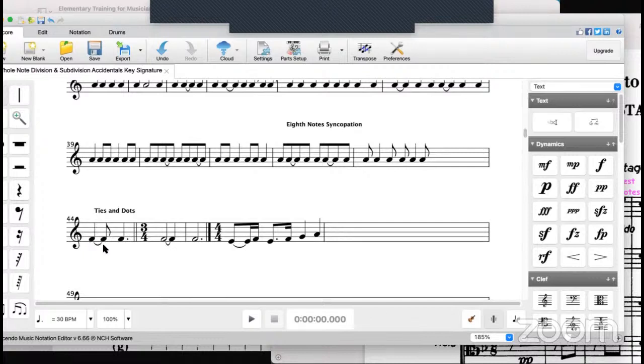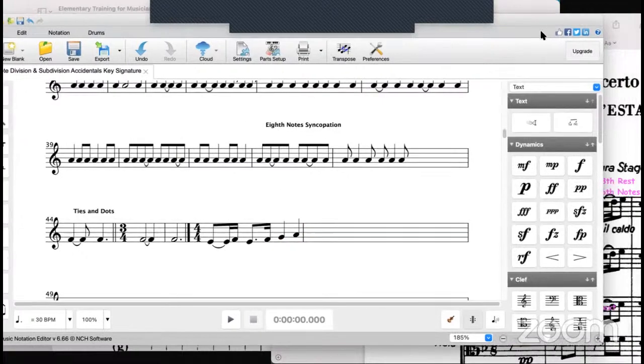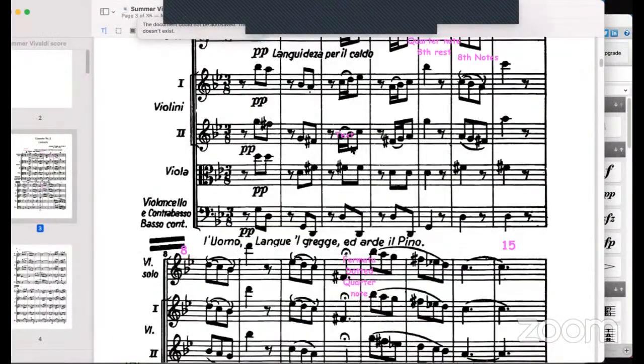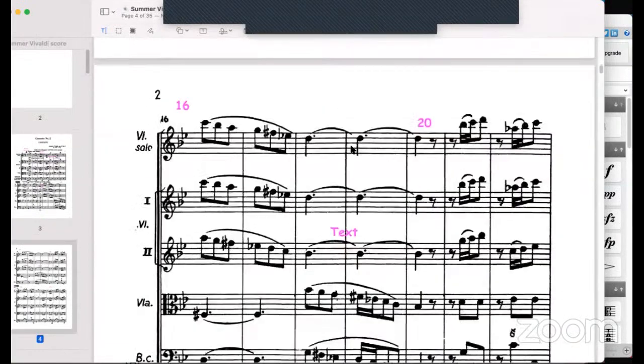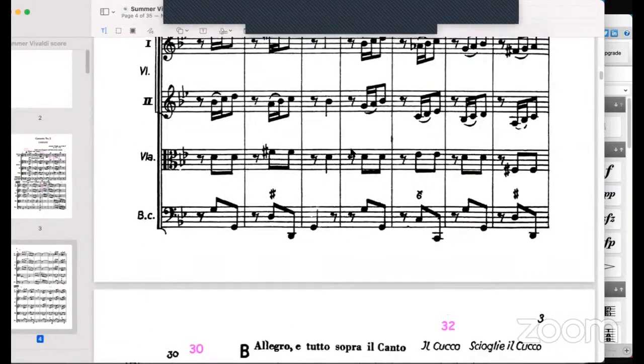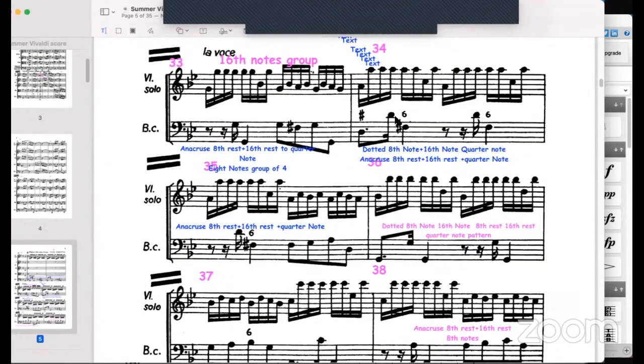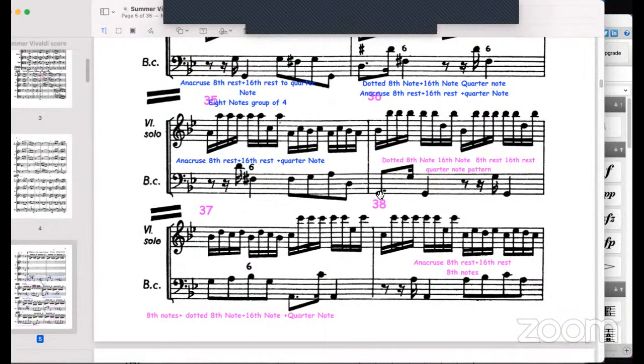So ta, ta. And here, ta, ta, ta. Let's find a music that has this rhythm here. The master Antonio Vivaldi. This is the summer. So ta ta ta ta. Here on the bass, on the cello part.